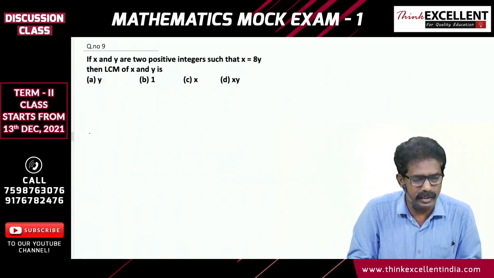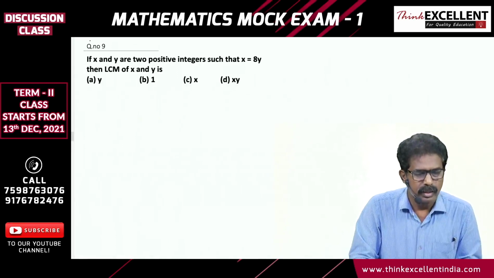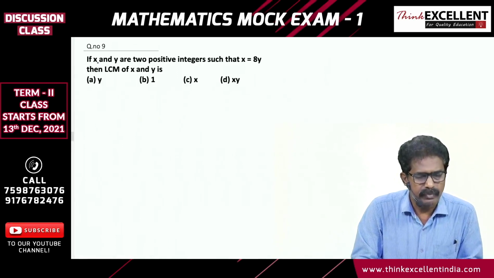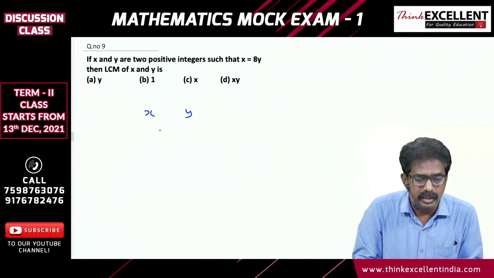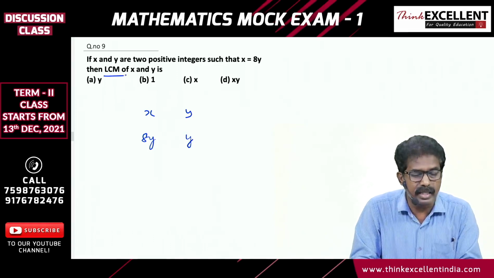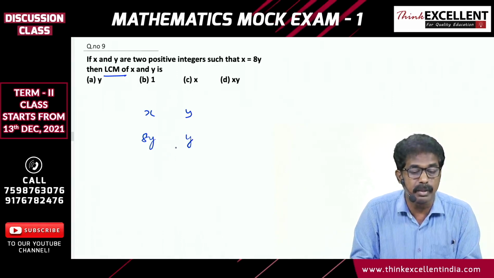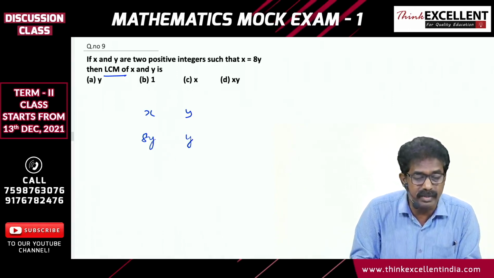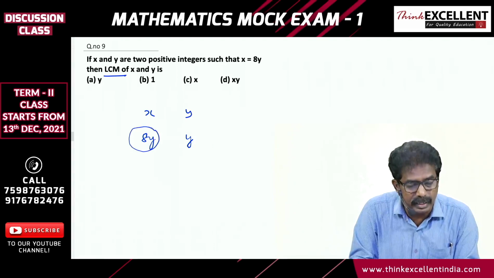Okay, now let us see question number 9. Listen here. X and y are two positive integers such that x is equal to 8y. So the numbers are 8y and y. The question is find the LCM, least common multiple, right? So LCM of 8y and y is 8y only.